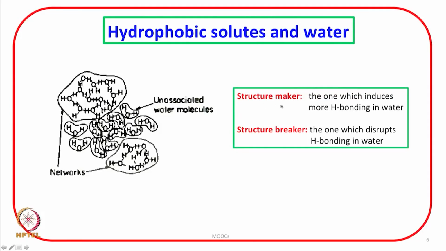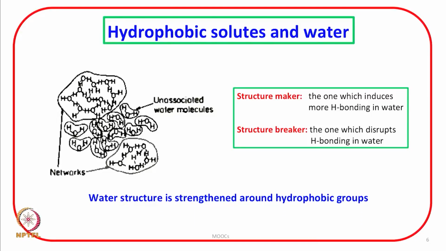Take a look at the comment, structure maker. The one which induces more hydrogen bonding in water, which will shift the equilibrium towards the hydrogen bonded network, and the structure breaker, the one which disrupts the hydrogen bonding in water. Now, what happens when a hydrophobic moiety is present in water? It is well known that hydrophobic substances are called water hating, which do not like water, and that is why you see the surfactants micellize in aqueous solution, because hydrophobic moieties will aggregate and form a micelle-like structure, because they do not dissolve in water.